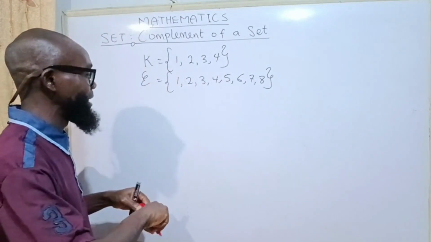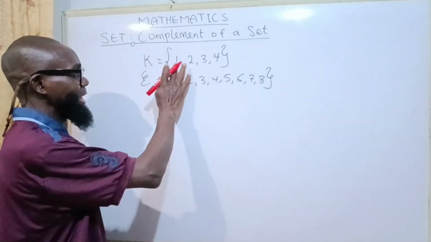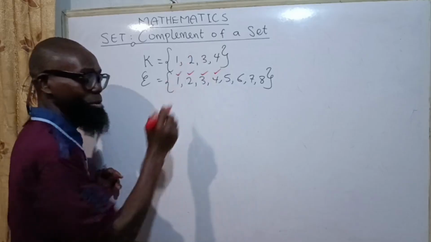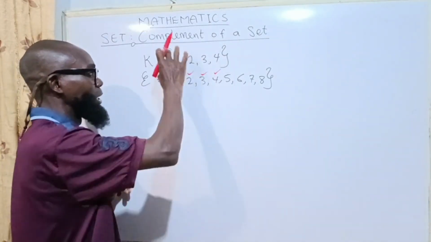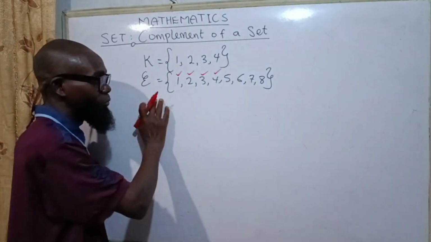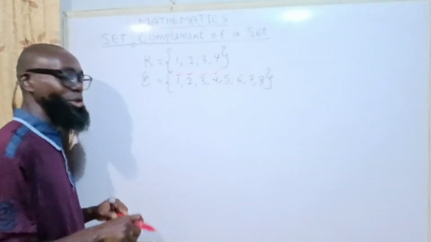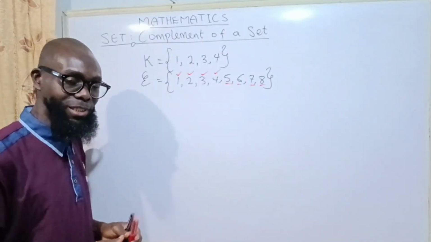What we are saying in essence is this. Set K, we have 1, 2, 3, 4. So if we remove all of set K, 1 to 4, from the universal set, the remaining members are called the complement of the set K.